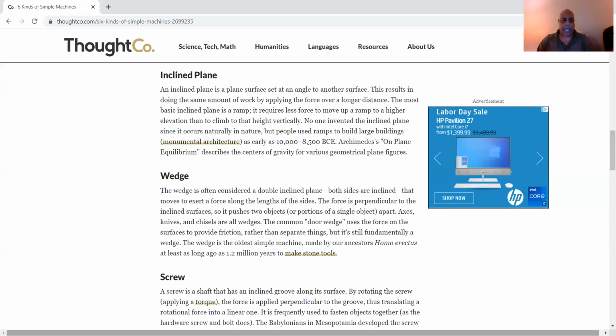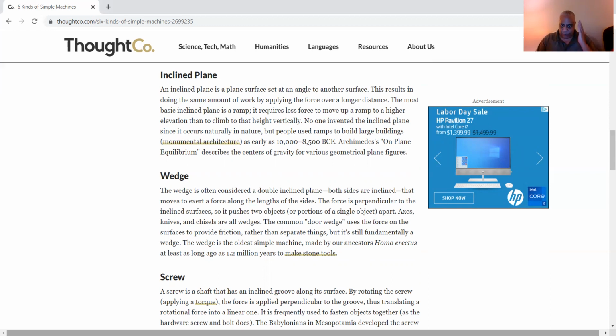Then we get to the wedge. The wedge is often considered a double inclined plane. Why? Because both sides are inclined. That moves to exert a force along the lengths of the sides. The force is perpendicular to the inclined surfaces, so it pushes two objects. For example, you have portions of a single object, and what a wedge does is basically push two objects apart.